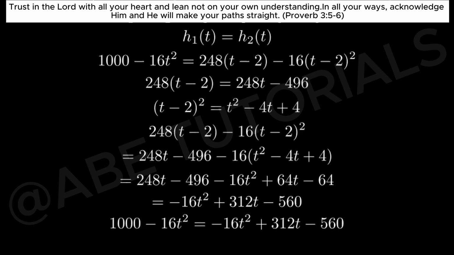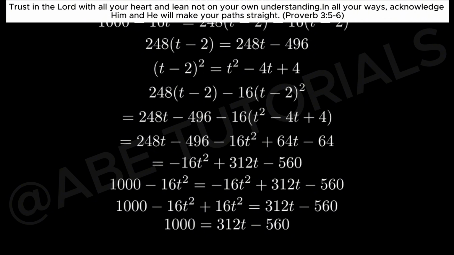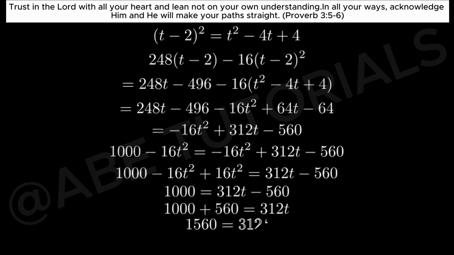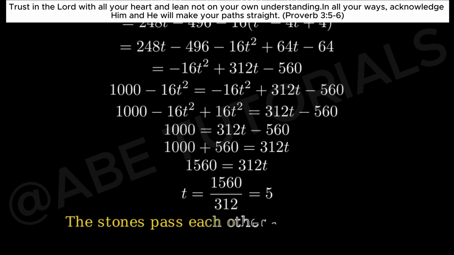Let's solve this equation. We can combine like terms and simplify. First, we combine the t squared terms on both sides. 1,000 minus 16t squared plus 16t squared equals 312t minus 560, which simplifies to 1,000 equals 312t minus 560. Adding 560 to both sides, 1,000 plus 560 equals 312t, so 1,560 equals 312t. Dividing both sides by 312, t equals 1,560 divided by 312, which equals 5. So the stones pass each other after 5 seconds.